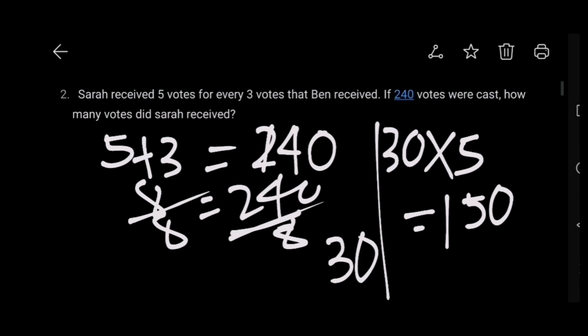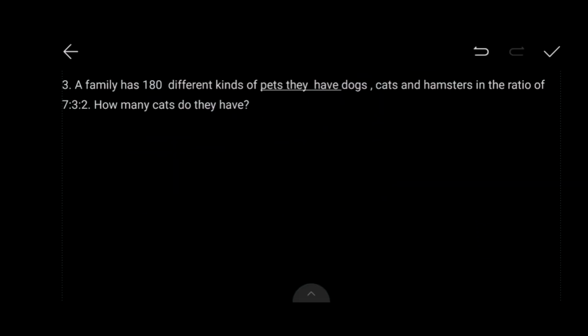So, let's go to our third example. A family has 180 different kinds of pets. They have dogs, cats, and hamsters in the ratio of 7:3:2. How many cats do they have?